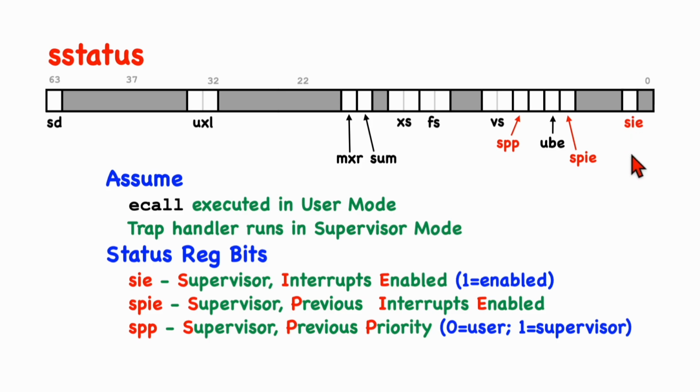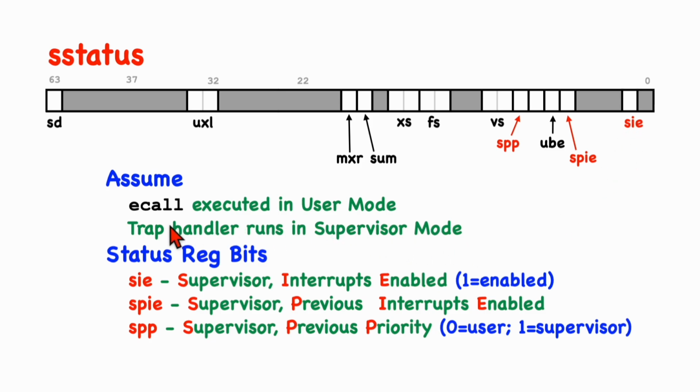So if it is 1, then we would take the trap and process the asynchronous interrupt. But if it's 0, the interrupting device would have to wait. The interrupt would become pending and delayed, and at some future time, when this bit is set back to 1, it would then be handled.